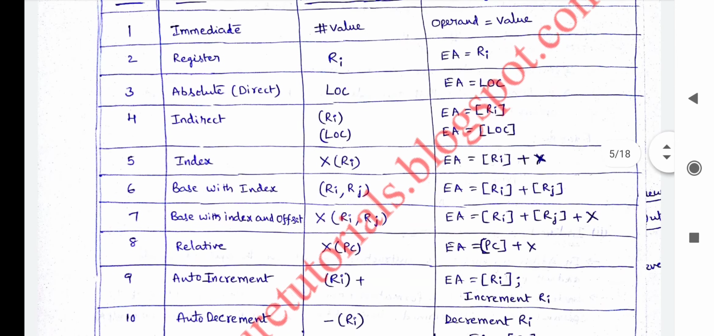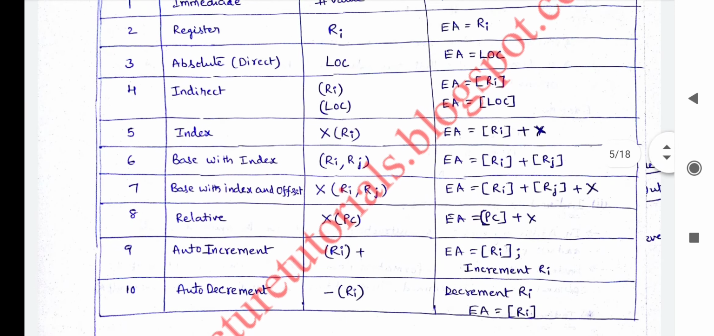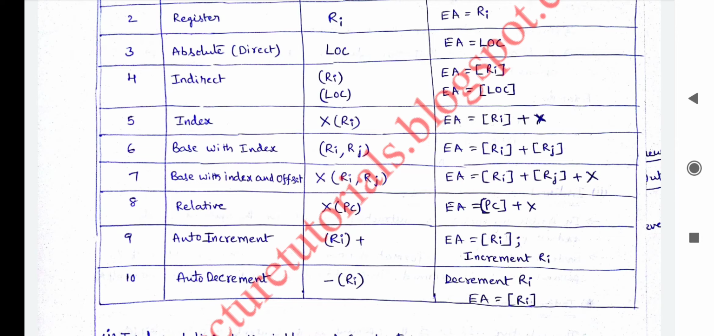Next, index addressing mode, X(RI). Effective address is equal to RI plus X. We have to add the register address with some base address. Base with index, RI comma RJ: effective address is equal to RI plus RJ. Base with index and offset, X(RI, RJ): effective address is equal to RI plus RJ plus X.